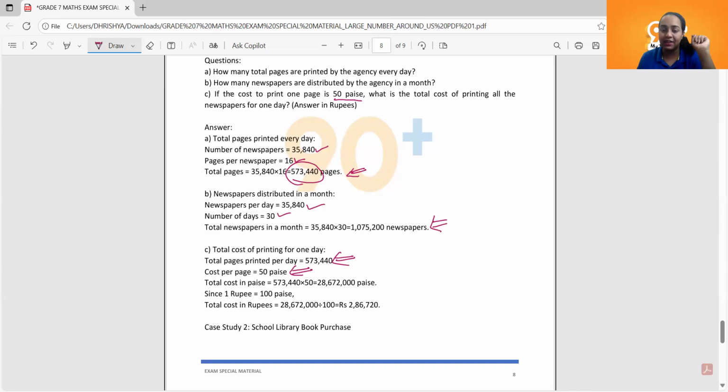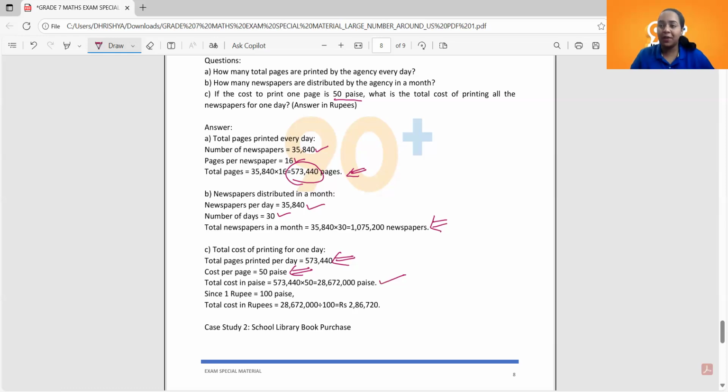You multiply 5,73,440 into 50. So it will be 2 crore 86 lakhs and 72,000 paise. Okay, I'm sorry, that will be in paise.